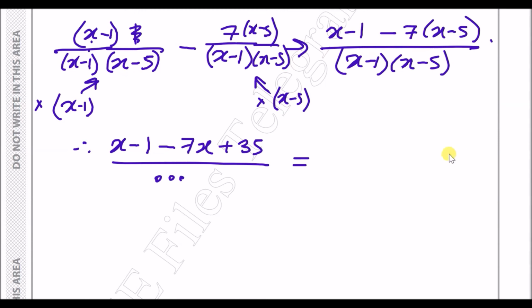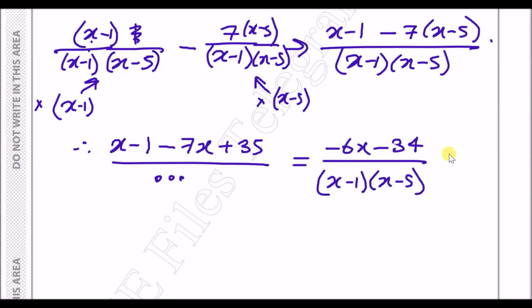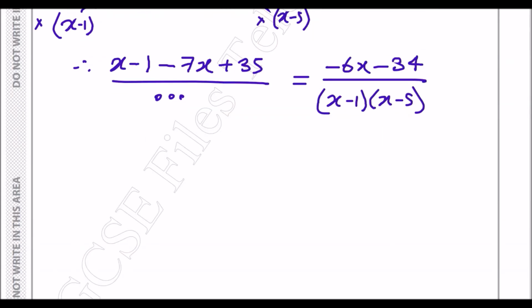Now going back to the top, simplifying this, x take away 7x is minus 6x, minus 1 plus 35, not minus 34, guys, it's plus 34, because it's 35 take away 1. And yeah, we're pretty much done. So one last line. We can try and factorize the top line if possible.